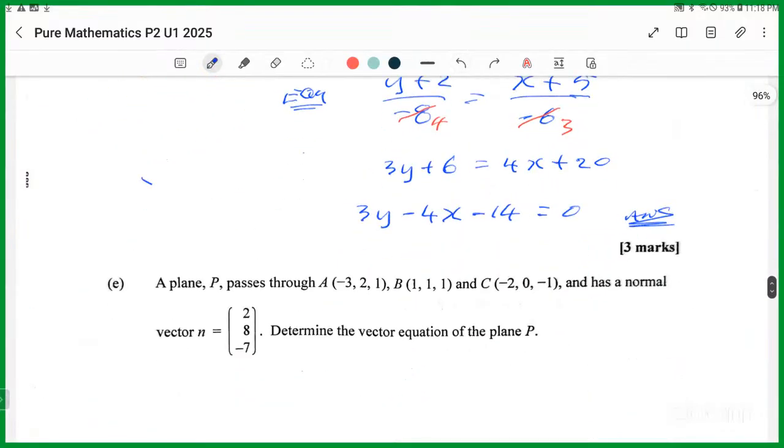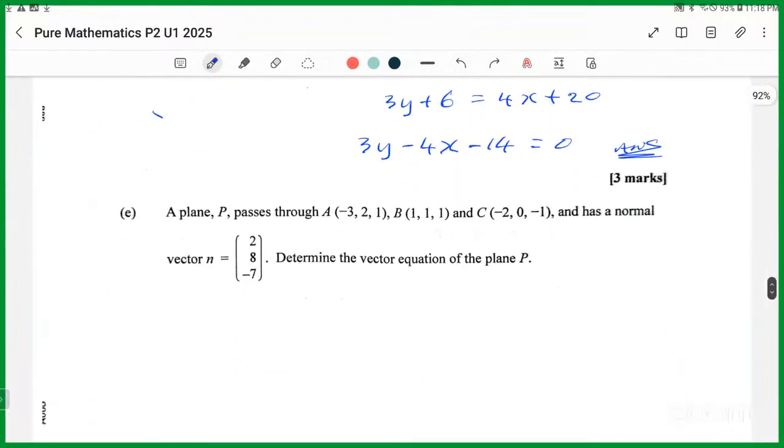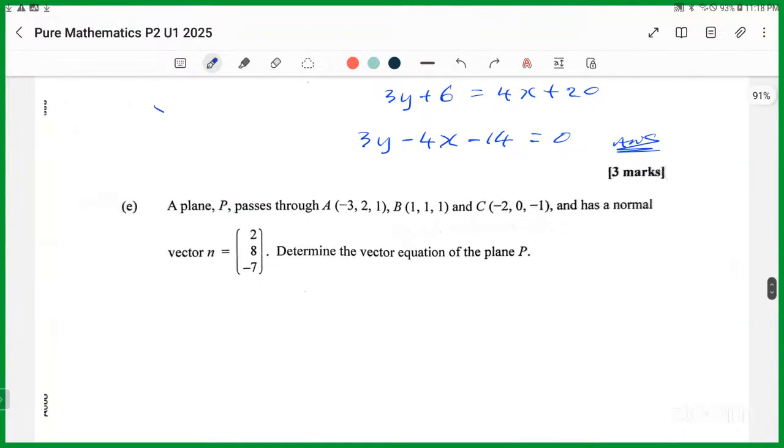All right. So let's get that now. So a plane passes through these points, and it has a normal. I give it a normal. From the equation of the plane, I give it 3 points. Once I have a normal and a vector equation, that is r dot n equals a dot n. I'm going to use b, that means b is 1, 1, 1. So r dot n equals b dot n. You can use any one of the points. Any one of them gives the same answer.